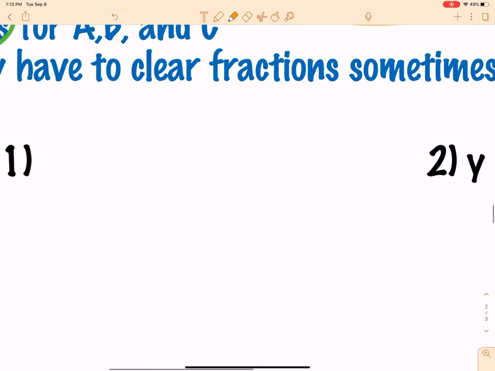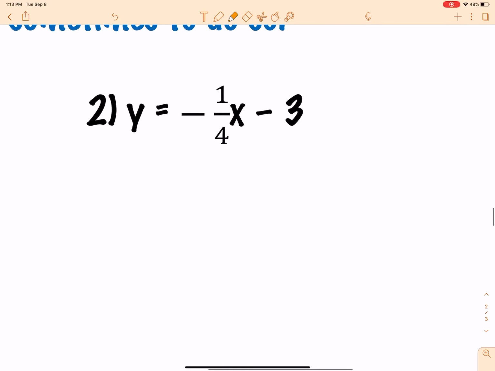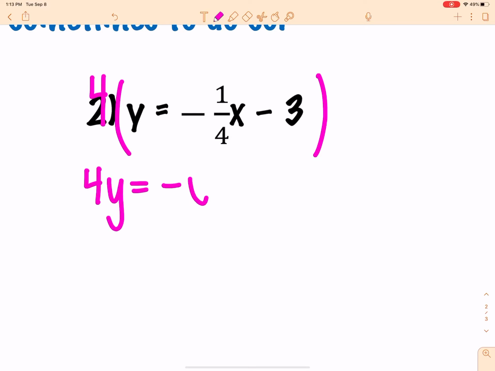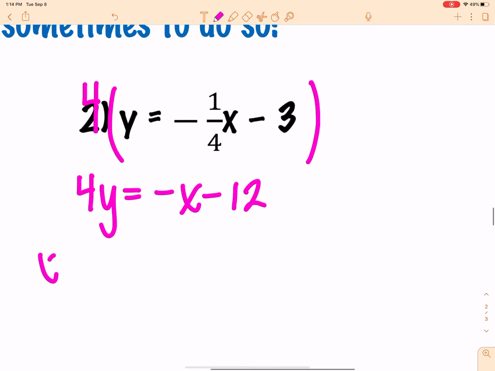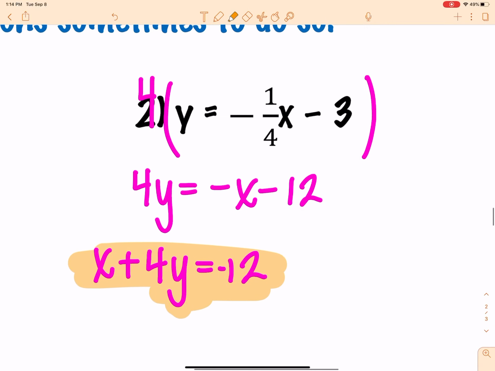So number 2 is mainly what you'd see on a test because there are fractions involved. So we want to clear them immediately. We should be good at clearing fractions by now. So we're going to multiply everything by the denominator, which is 4, to clear it out of the way. So we're going to get 4y equals -x minus 12. And now all I have to do is bring the x over to the y side. And this is my final answer in standard form. If you had left the fraction there and just brought over the 1/4 x, you would be marked wrong. So make sure you're always clearing if you can.